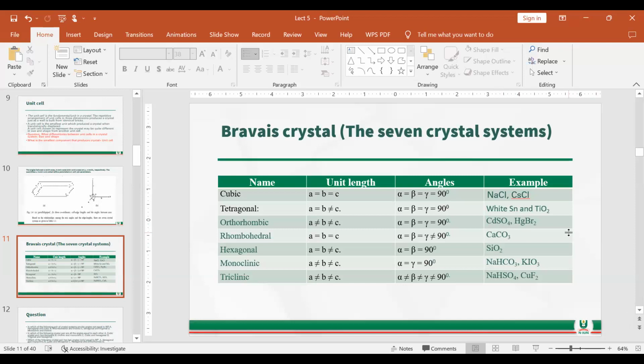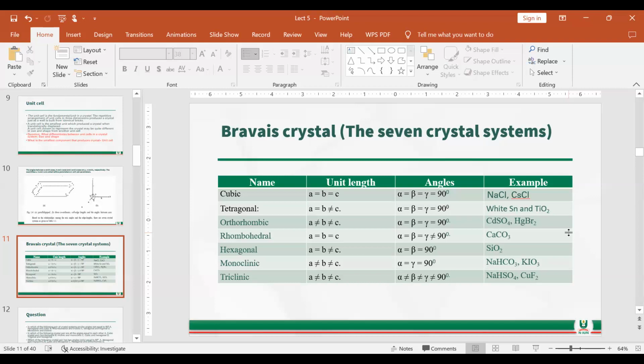In the first one, we have a cubic crystal. All the sides are equal, and all the angles are equal. The example we stated there was sodium chloride, and then we have another example, and that is cesium chloride.